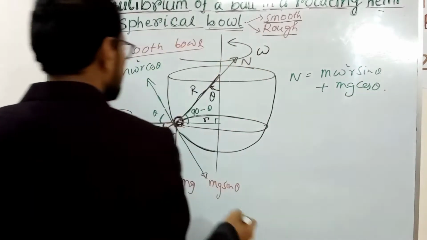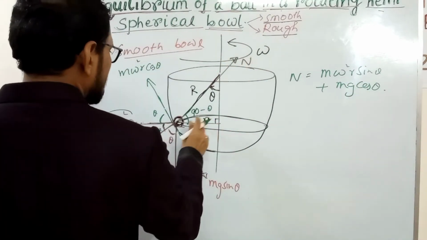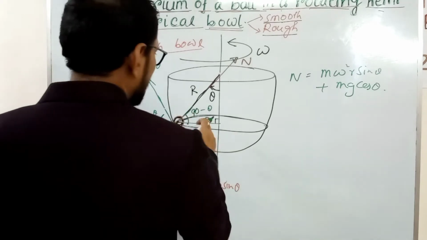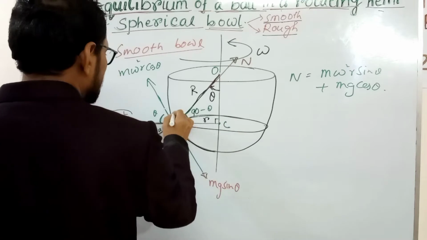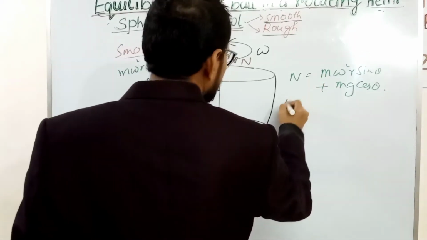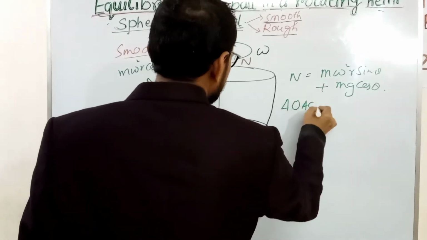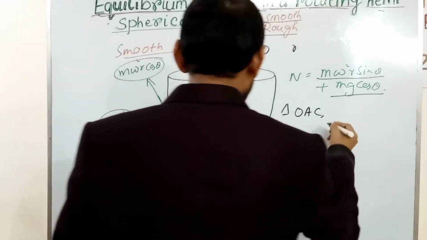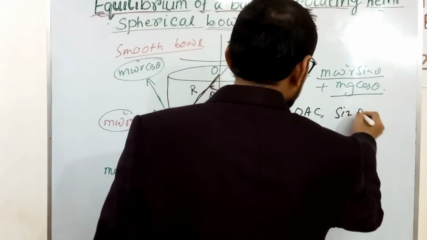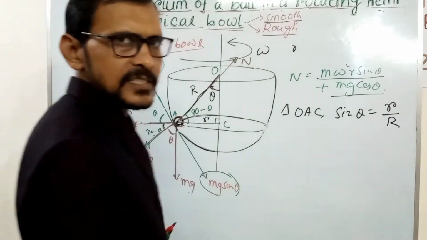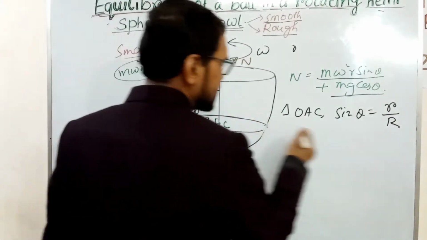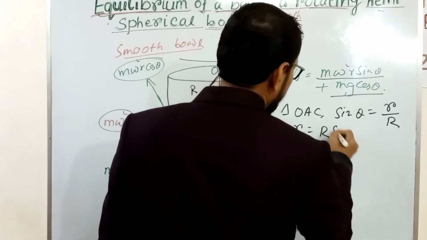This is the normal reaction. And also, what is the relation between small r and capital R? From this triangle, suppose this is C, this is point A, triangle OAC. From triangle OAC, sin theta equals small r by capital R, so r equals R sin theta.